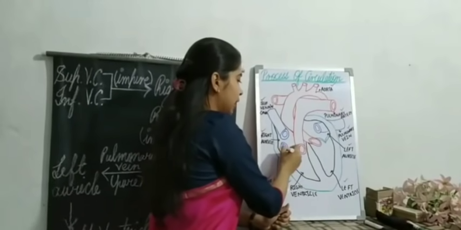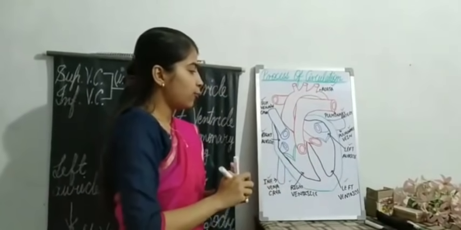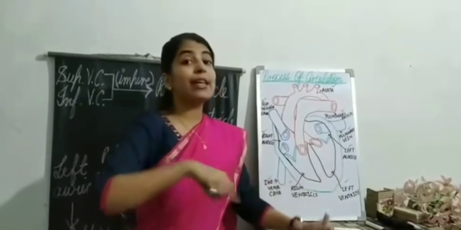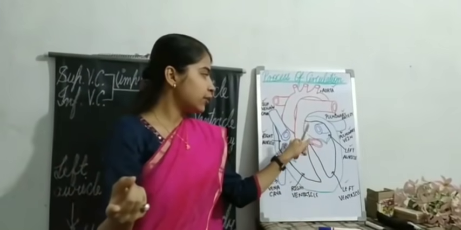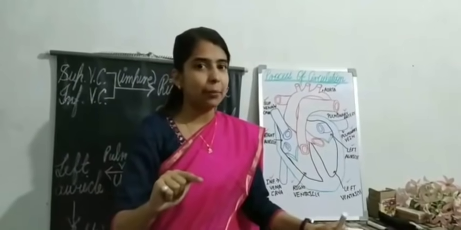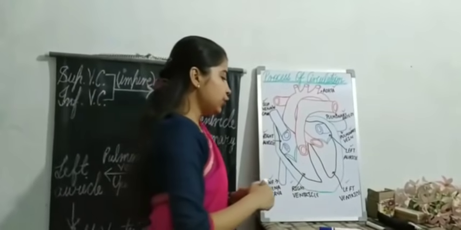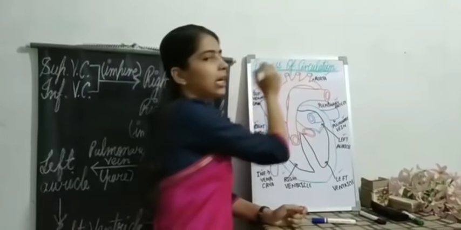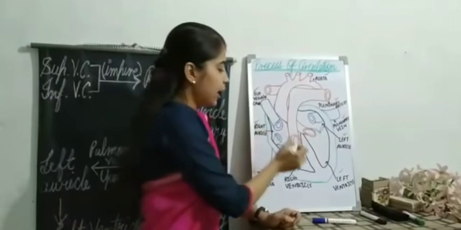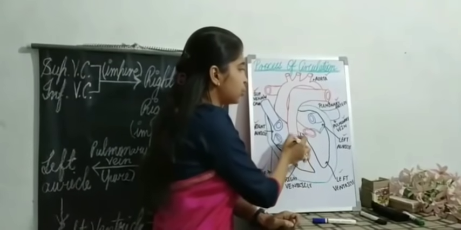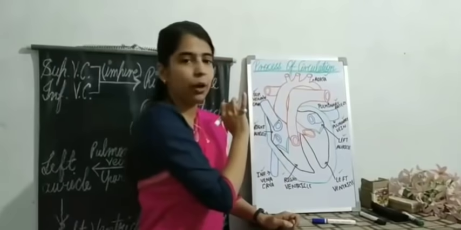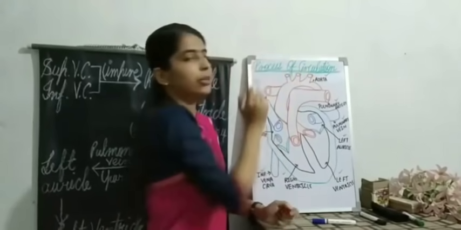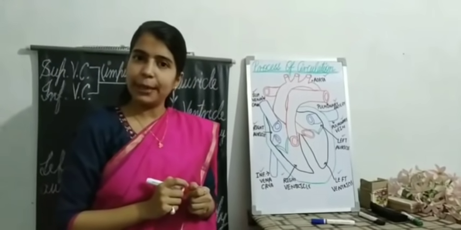And next are your ventricles. Ventricles will always send the blood. Auricles will receive and ventricles will send the blood. So from your ventricles, arteries will always come out. From your right ventricle, the pulmonary artery is coming out, and from your left ventricle, the aorta artery is coming out. Clear?